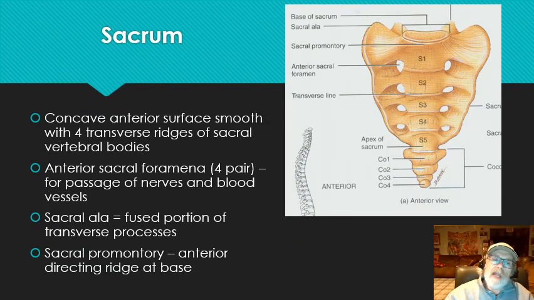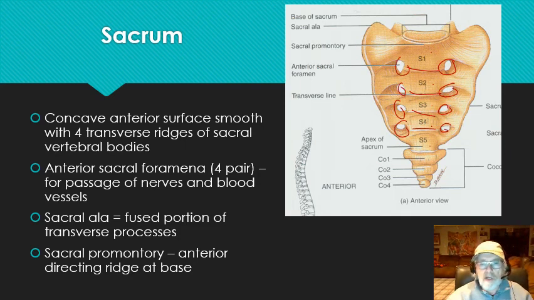This is what it looks like on the anterior surface. It's very concave, and it has these ridges, and these ridges are basically where those 5 bones, 1, 2, 3, 4, 5, actually merged and came together. These are transverse ridges where all the sacral vertebral bodies came together. There are sacral foramina, here, here, here, and here, 4 on each side, and basically they're passages for nerves to come out.